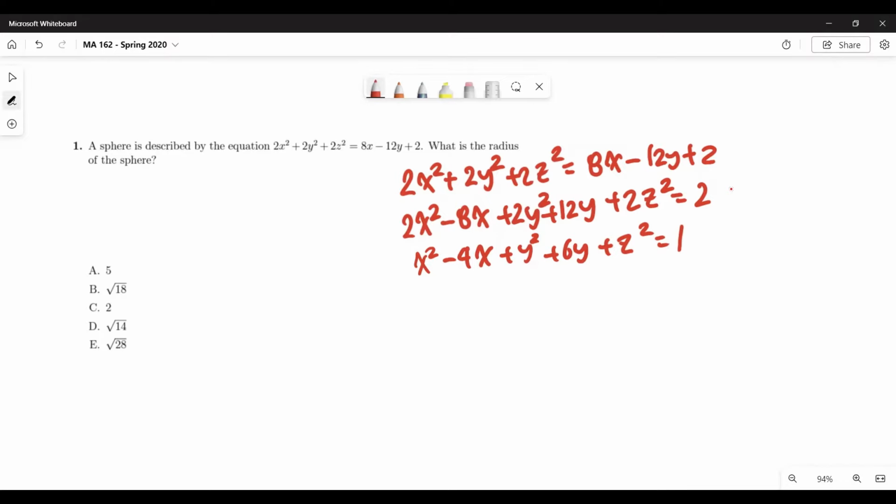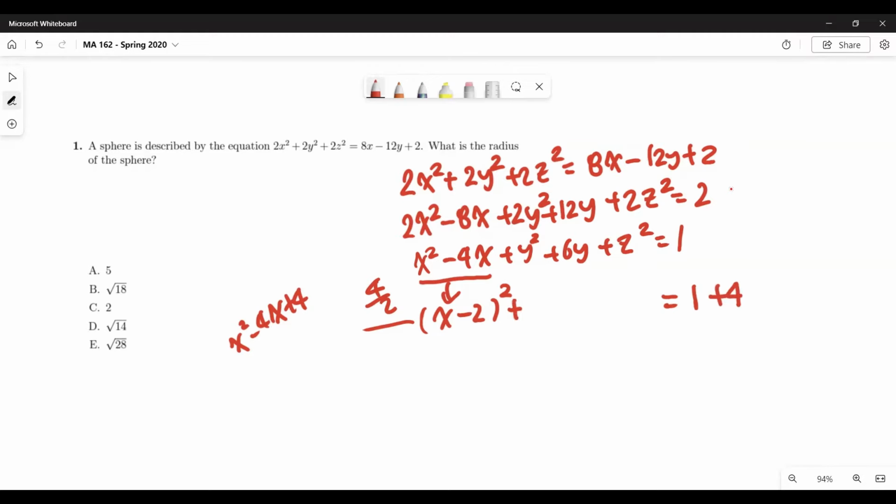So x squared minus 4x can be written as x minus 2 squared, because 4 divided by 2 is 2. And since we squared it, we have to add the constant term as well. So x minus 2 squared is the same as x squared minus 4x plus 4. So you have to add plus 4 on the right side.